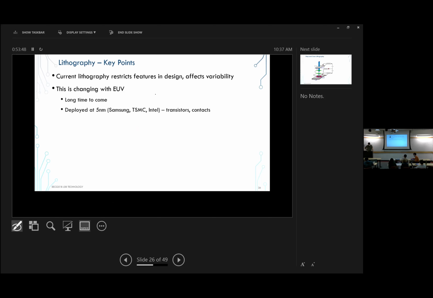The next thing that I want to cover are implications of lithography. And we have heard a lot of that, and that is something that affects designers. Designers need to be aware of what lithography does to us.